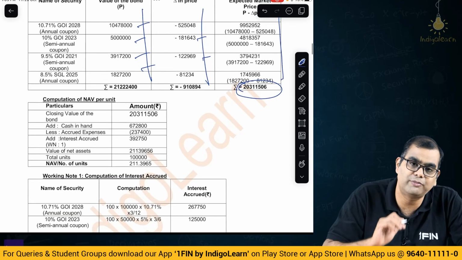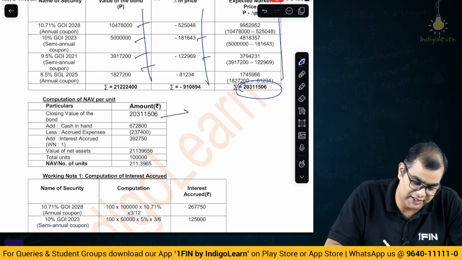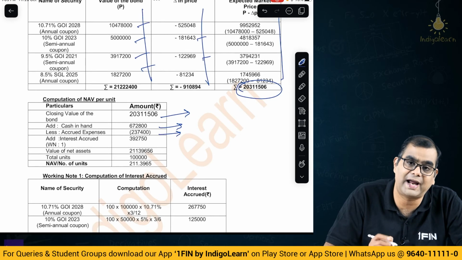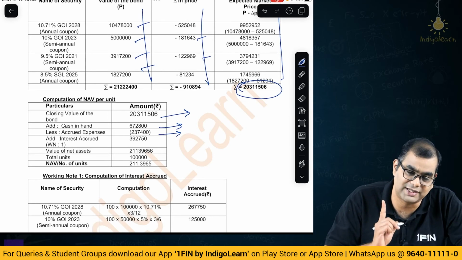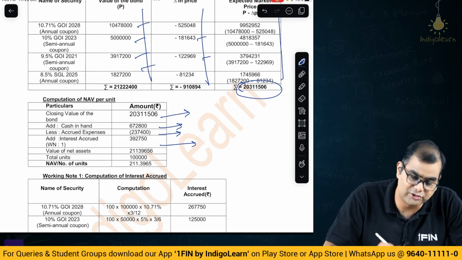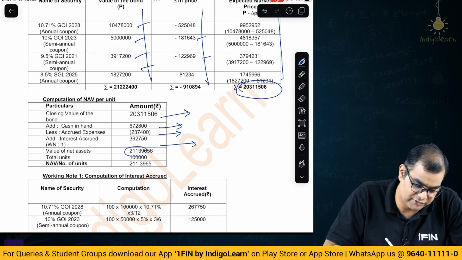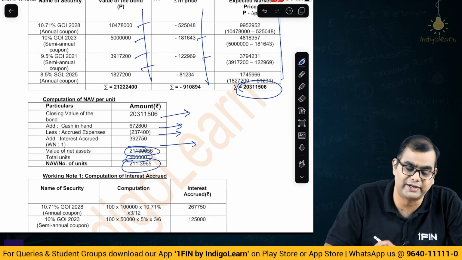203,11,506. Now, how do you compute the NAV? NAV is very simple. You take the value of the portfolio, add the cash in hand, subtract the interest expenses, and also consider accrued interest. That's a very important thing. How do you consider accrued interest? We will look at it in the working note, and then you get the value of the assets divided by 1 lakh units. You get per unit NAV is 211.